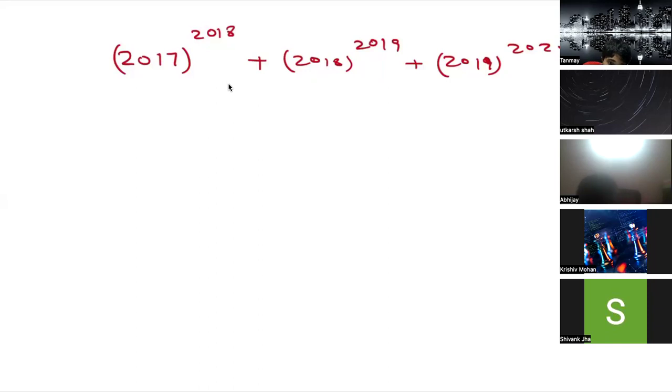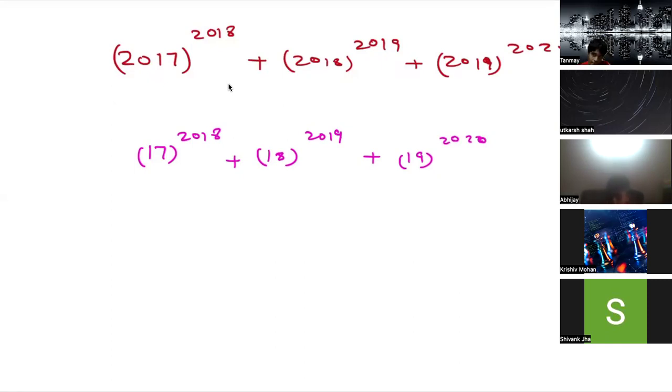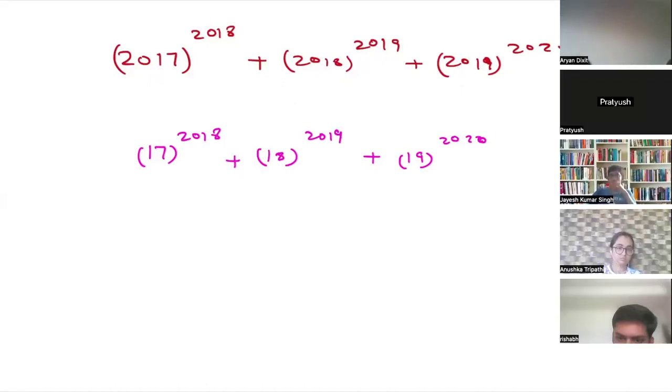The first number is nothing but 17 to the power 2018. The second number is 18 to the power 2019. And this is 19 to the power 2020. Right? Please tell me what you are doing, how you are getting the numbers.